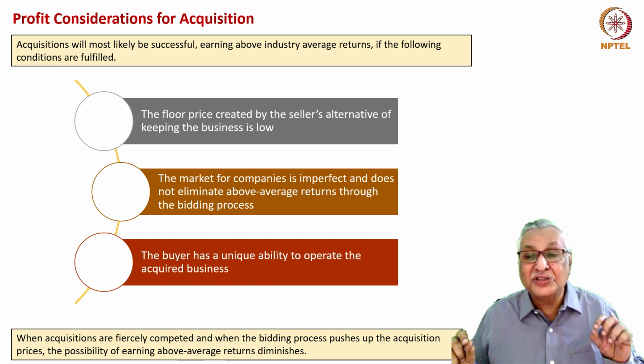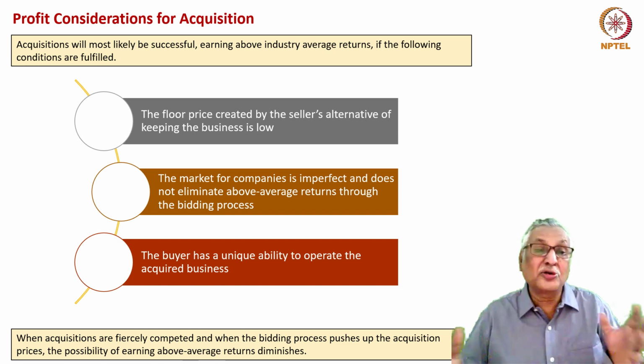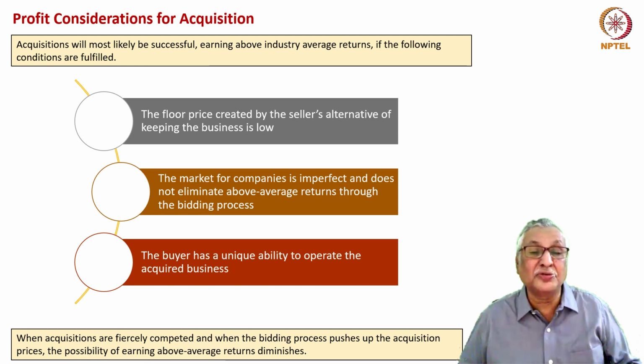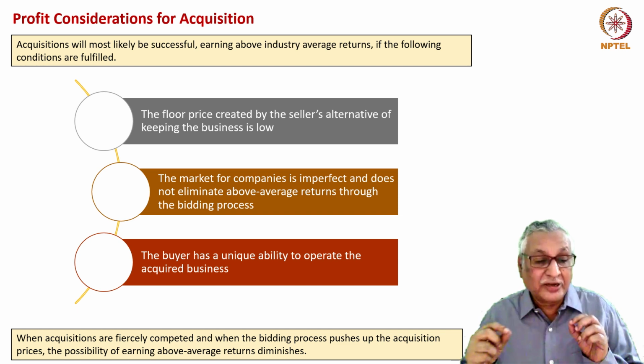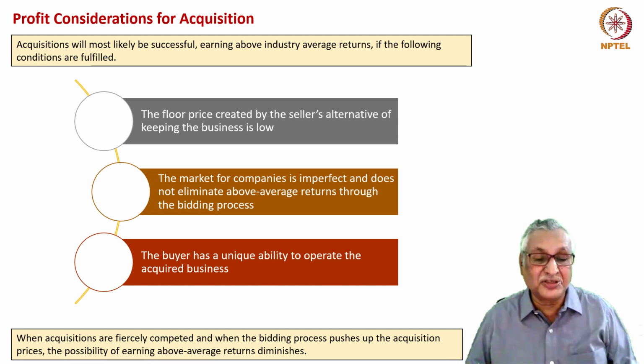The market for companies is imperfect and does not eliminate above average returns through the bidding process. The buyer has a unique ability to operate the acquired business. This is one of the reasons why some high technology companies are available at attractive prices, because the existing managements, having created the enterprise, do not know how to run the enterprise or take it forward with new investments. And that imperfection is an opportunity for acquiring companies to acquire that business or technology. However, when acquisitions are fiercely competed and when the bidding process pushes up the acquisition prices, the possibility of earning above average returns diminishes.